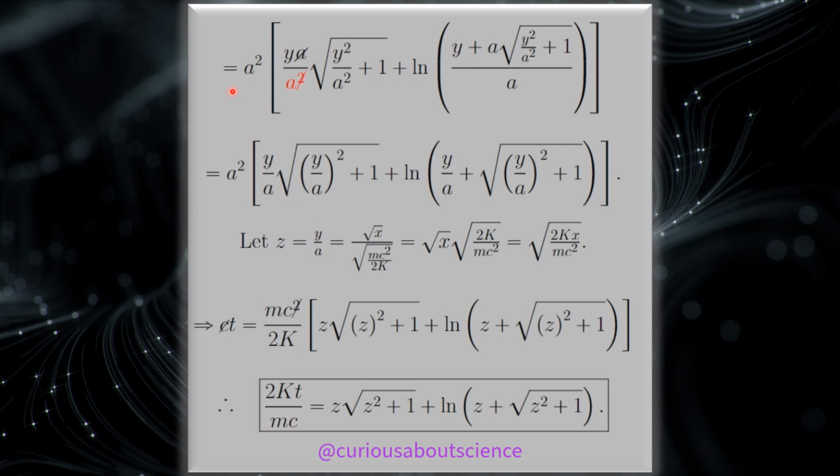And then, of course, after we're done back substituting everything in from the original a substitution, we can let z equal y over a, and then let all of that trickle through, and we can see what cancels out. The implicit form of this constant Minkowski force is 2kt over mc is equal to z times the square root of z squared plus 1 plus ln of z plus the square root of z squared plus 1. Holy moly, what a mess.